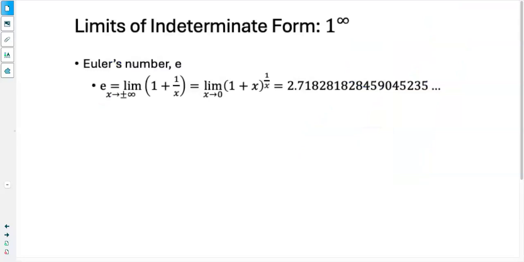Okay, so next we're going to look at limits in indeterminate form 1 to the power of infinity. And essentially that's part of Euler's number. So e is equal to the limit of 1 plus 1 over x to the power of x as x goes to plus or minus infinity, which is the limit of 1 plus x to the power 1 over x as x goes to 0. And it gives us this number that repeats on and on forever.